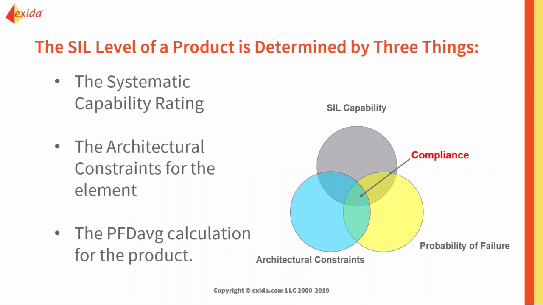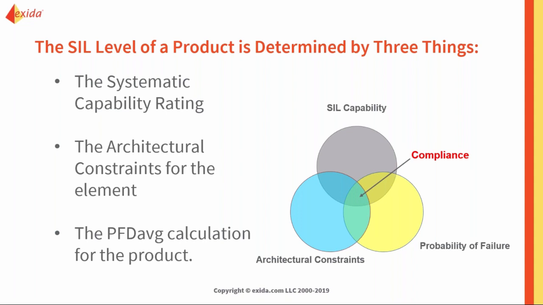So there are the three subjects we're covering today: the systematic capability, the architectural constraints, and the PFD average, or probability of failure. They're often grouped together and are called the three design barriers. They're called a few different things, but the main functional safety standard, IEC 61508, defines all three and says that each of those three things determines if a product meets a SIL rating or not.